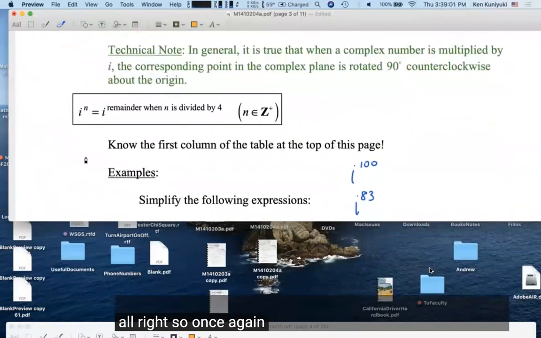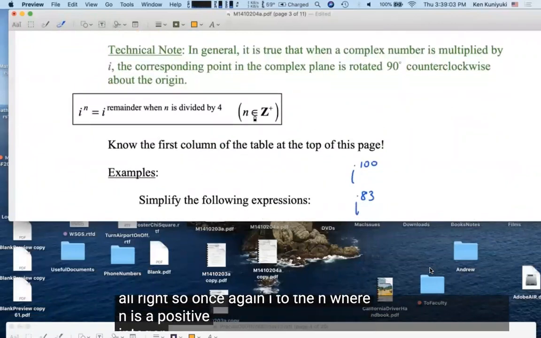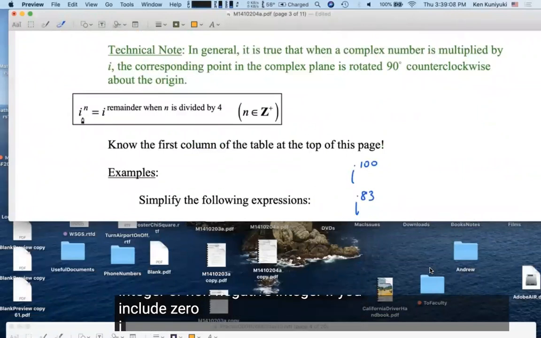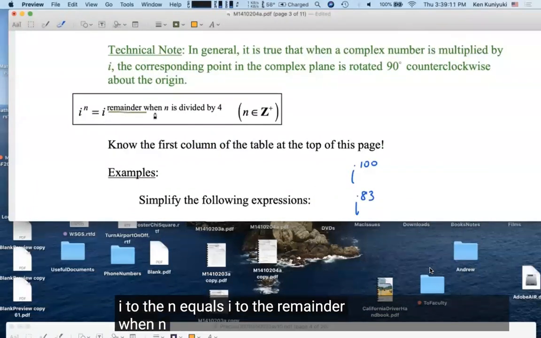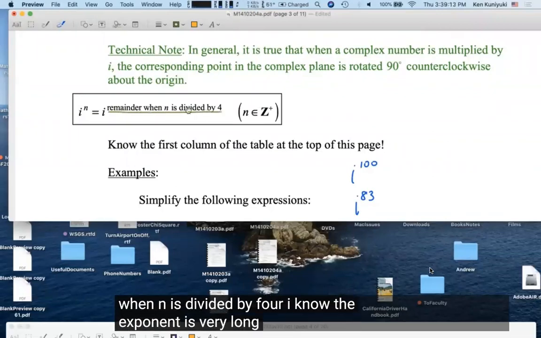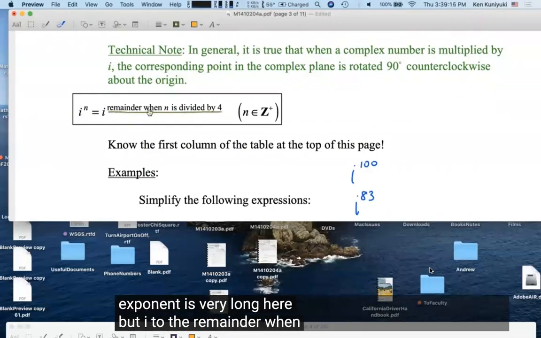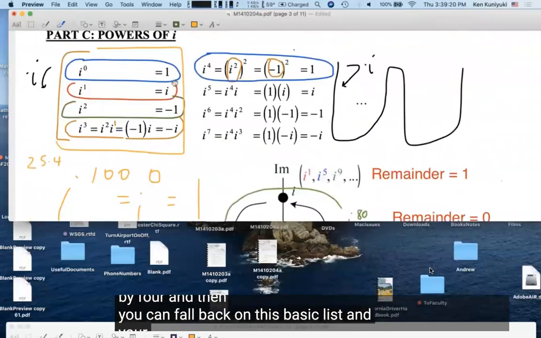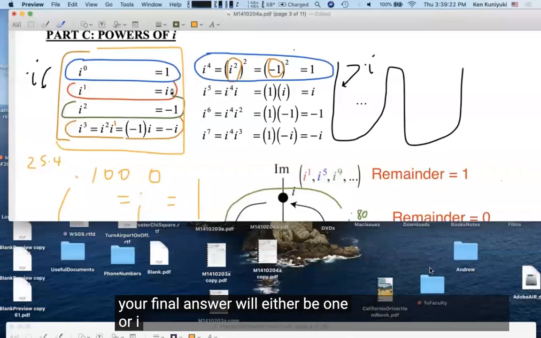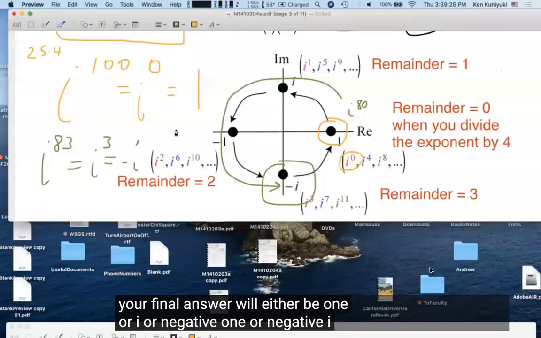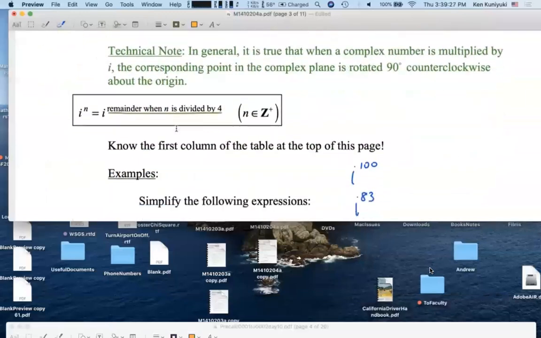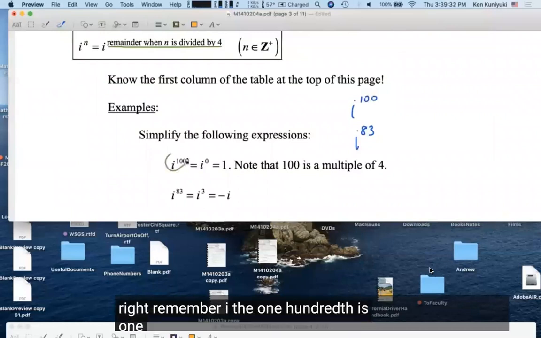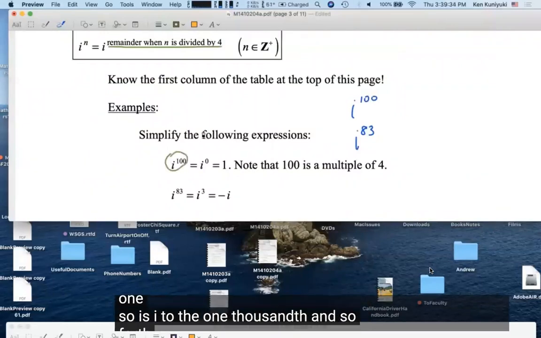Right. So once again, i to the n, where n is a positive integer or non-negative integer, if you include 0, i to the n equals i to the remainder when n is divided by 4. I know the exponent is very long here, but it's i to the remainder when n is divided by 4. And then you can fall back on this basic list. And your final answer will either be 1 or i or negative 1 or negative i. Right. Remember, i to the 100th is 1, so is i to the 1000th, and so forth. That's good to remember.